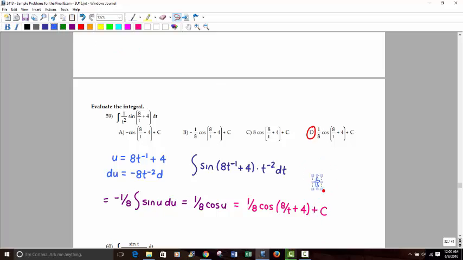The antiderivative of sine of u is negative cosine. But you have a negative already out here, so even if you put the negative here, you still have the negatives. The two negatives would then cancel each other. So you end up with positive 1/8 cosine of u, equals 1 over 8 cosine of u, which is 8 over t plus 4, plus c. So it's answer D. Be careful that you don't pick answer B where it has the -1 over 8, because that's not correct.